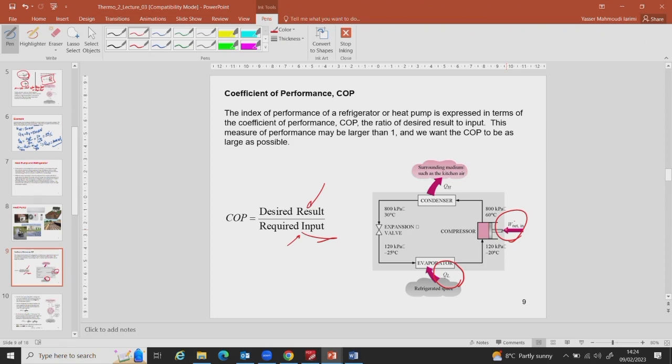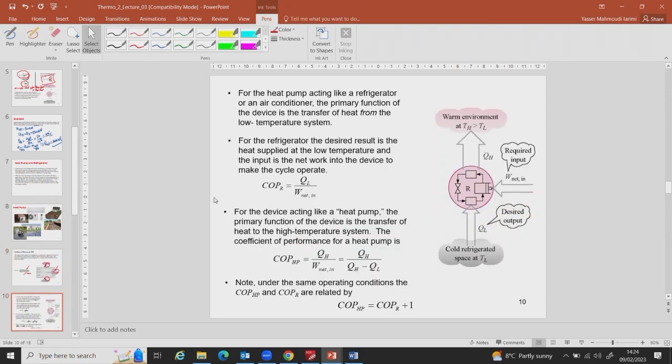And for the heat pump, it's the other way around. For a heat pump, we want to get as much heat as we can from the system. It's going to be QH. And the input, again, is going to be the compressor work, right? So this is for refrigeration, the refrigerator, which is QL over W_in, and for the heat pump it is QH over W_in. So you can play around with these two parameters and find a correlation between the COP of the heat pump and the COP of refrigeration.